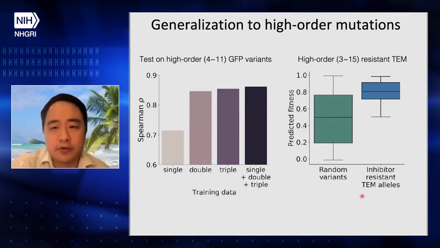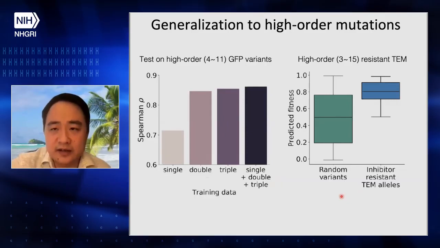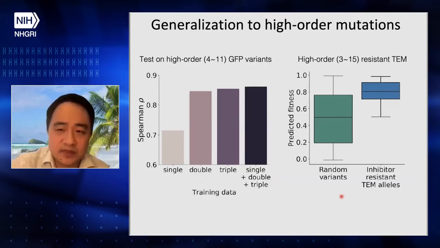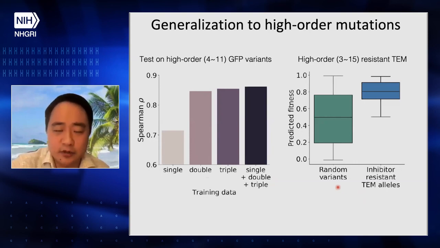And on the right, we also tested on literature data that we collected on resistant TEM. This is beta-lactamase, and we show that our model is able to differentiate these antibiotic resistant alleles from the random alleles.